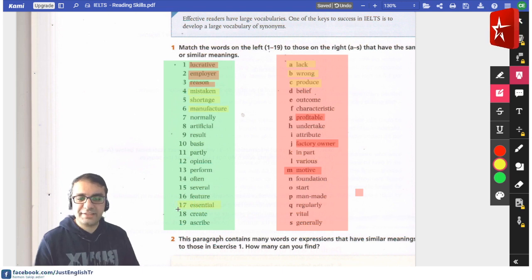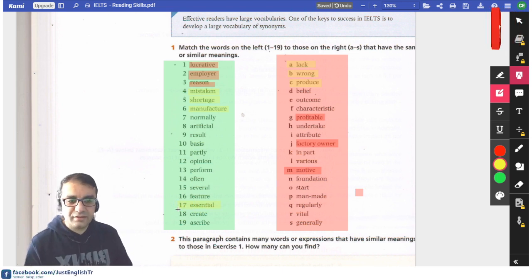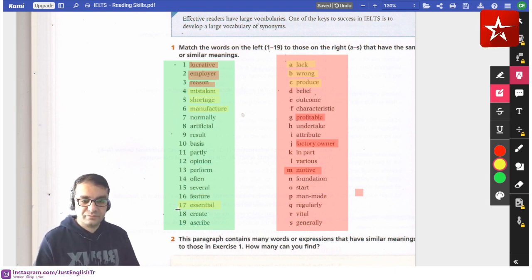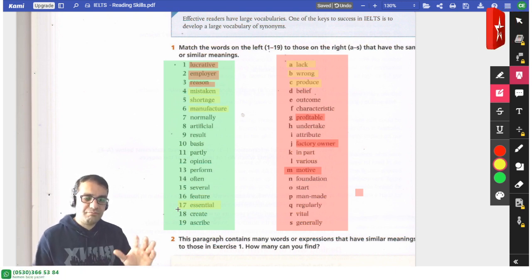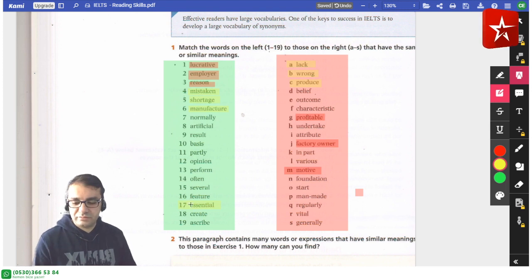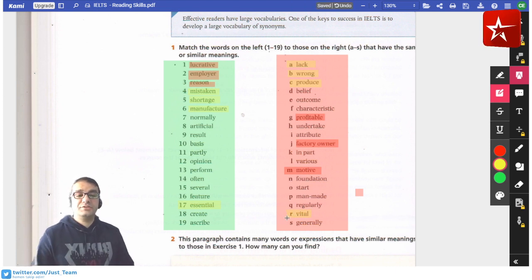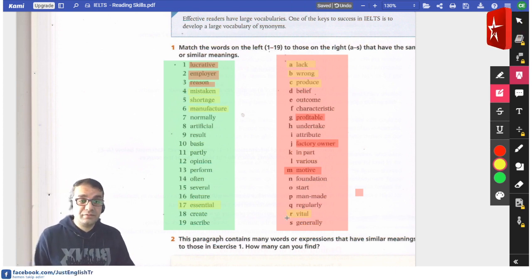Essential. 17. Essential. Give me other meanings of essential. Vital. So, Chinar said vital. What else? Exactly, guys. Good.